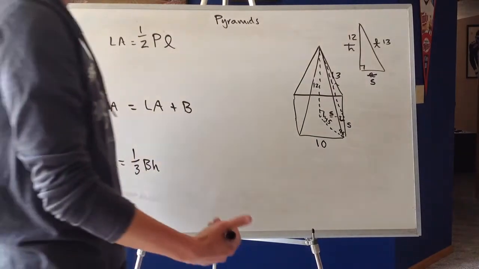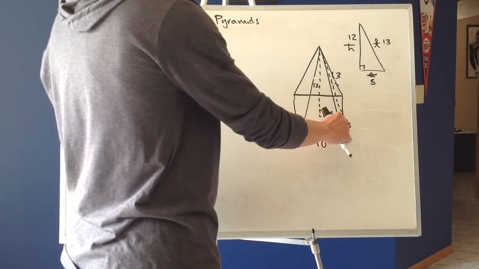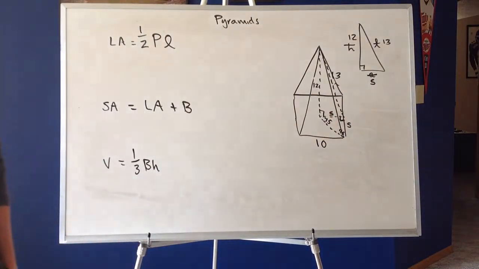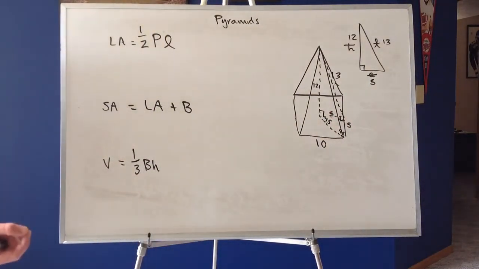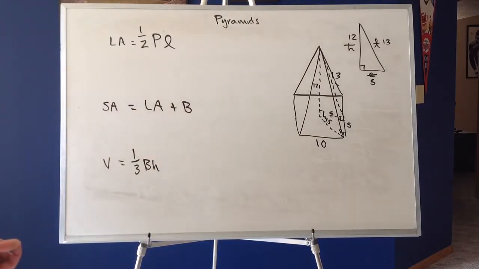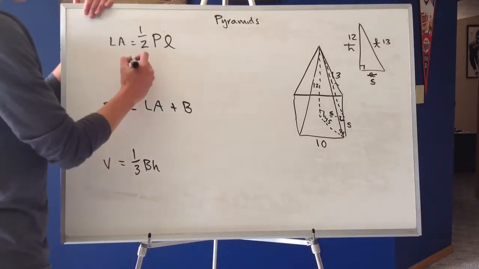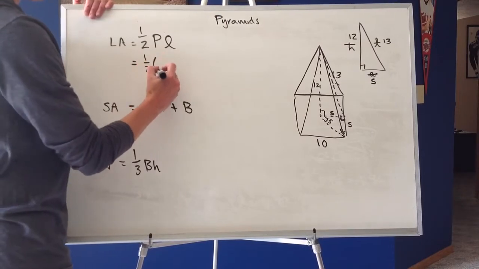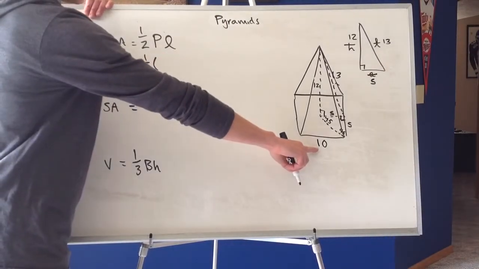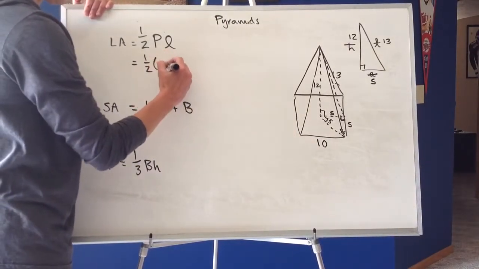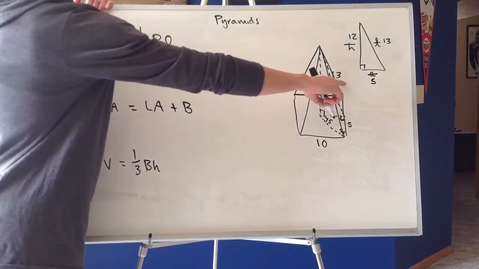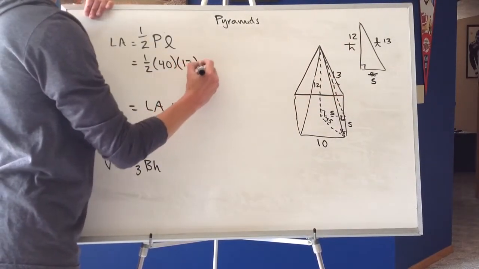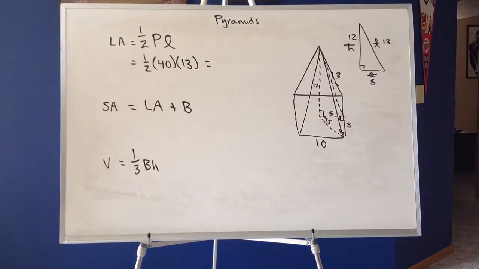The only added part for today is you've got to work with these ones from chapter 11. Good news is they're not new. It's just how well did you learn them the first time? Hopefully pretty well. So we'd have 1/2 our perimeter. One side is 10. 10 times 4 would give me 40, times my slant height, which we found to be 13. Multiply those and you'll get 260.